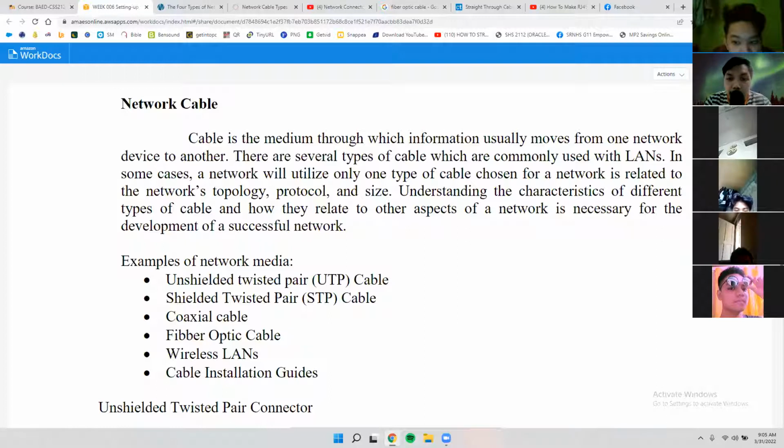There are several types of cable, most commonly used with the LAN. Okay? Kasi 'di ba sinabi natin LAN is local area network, so within the facility, for example, kahit iba-ibang flooring, but of course, para makakonek yung computers sa mga servers at sa mga routers, you use LAN cable, which is yung Cat5, Cat6, which later on we'll be discussing, the types of network cable na ginagamit natin. Okay? So in some cases, network will utilize only one type of cable for a network that is related to your network's topology, protocol, and size.